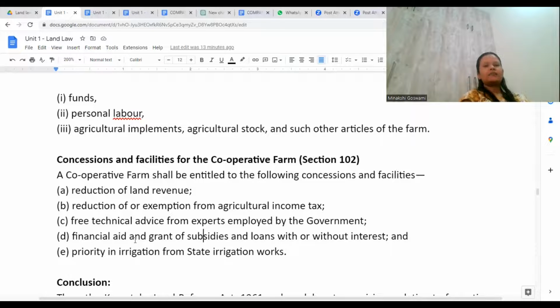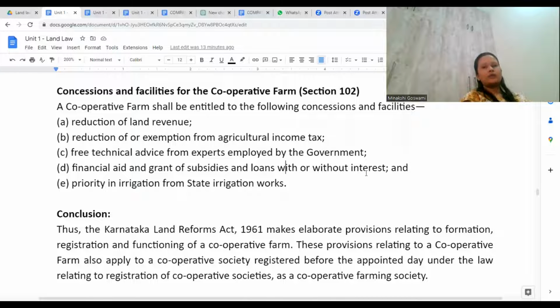Financial aid and grant of subsidies and loans with or without interest, maybe at a lesser rate of interest, loans may be provided to them. They might be entitled to some subsidies. Okay, whatever is prevalent at any point in time, all those benefits also they will be entitled to. Priority in irrigation from state irrigation works. In case of any irrigation project that the government is implementing, there also they are going to get priority because it's a registered cooperative farm. So they are going to get priority in case any such projects are being implemented.